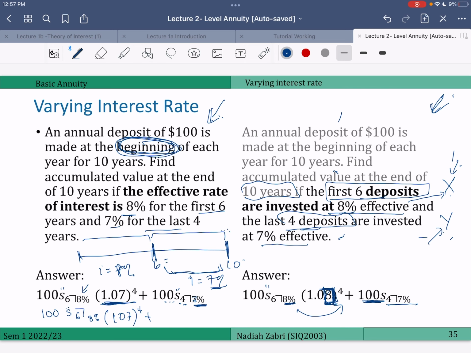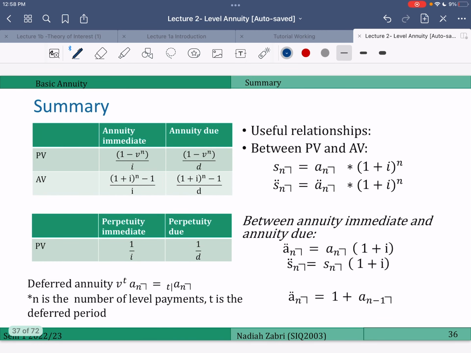Okay, I really hope you can see the difference between these two cases. Alright, this is the summary.